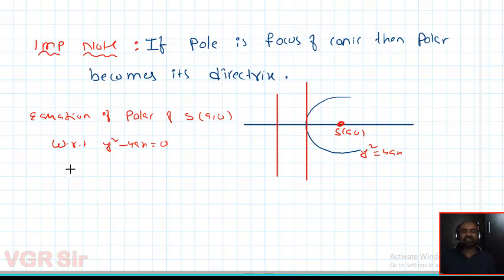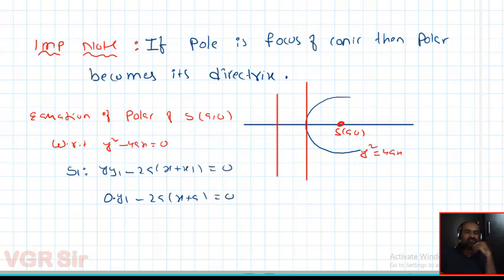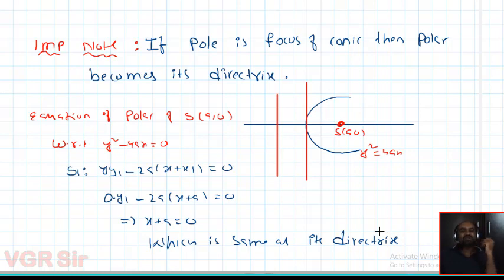Directly I can say S1 is y y1 minus 2a times (x plus x1) equal to 0. For the point (a, 0), instead of x1 you write a, instead of y1 you write 0. So 0 times y minus 2a times (x plus a) equal to 0. This is nothing but x plus a equal to 0, which is the same as its directrix. This is an important note.